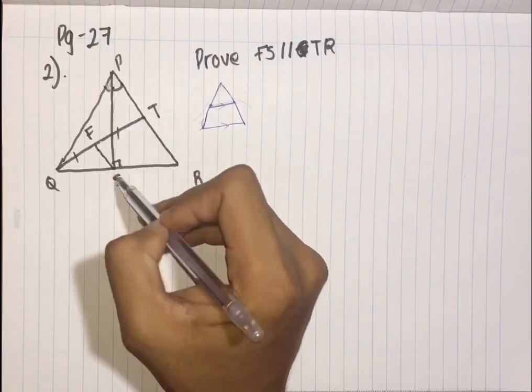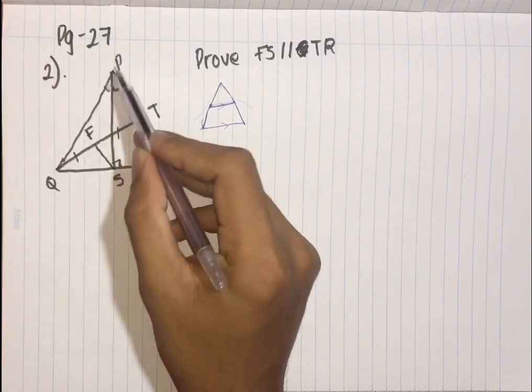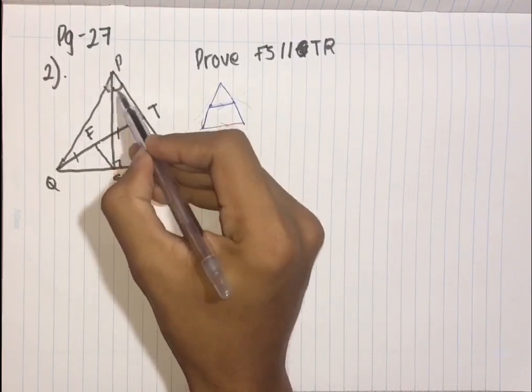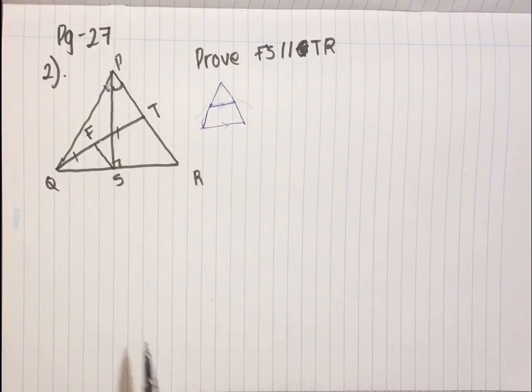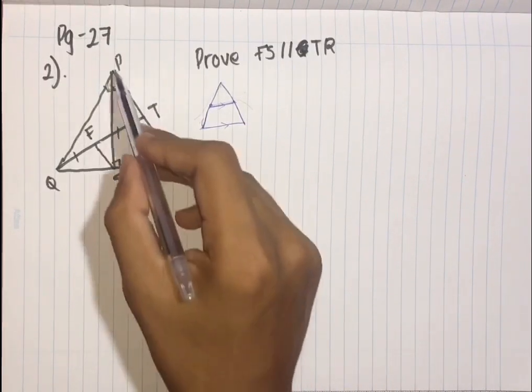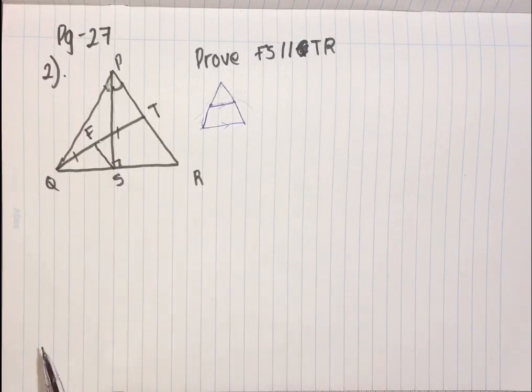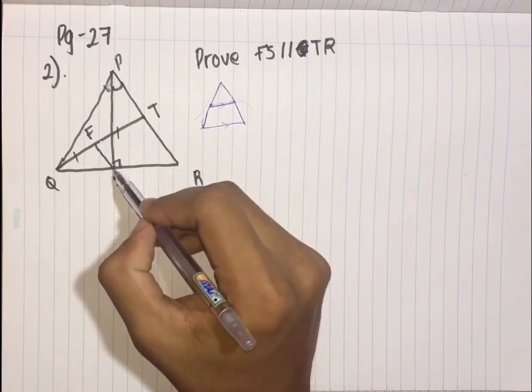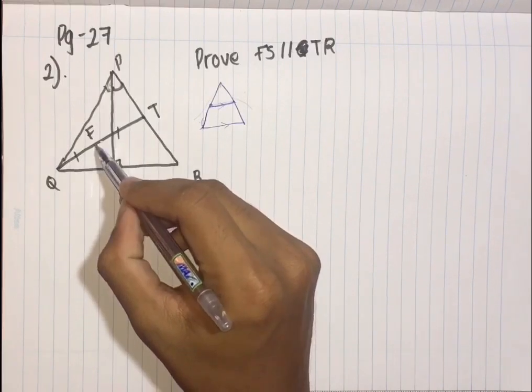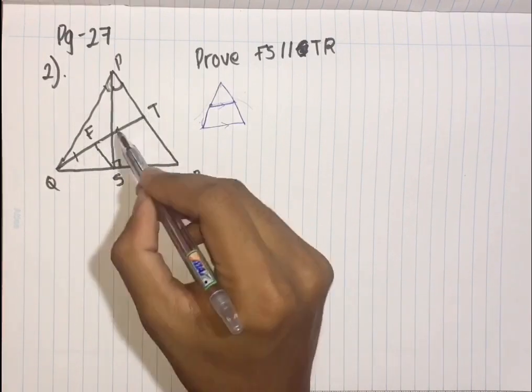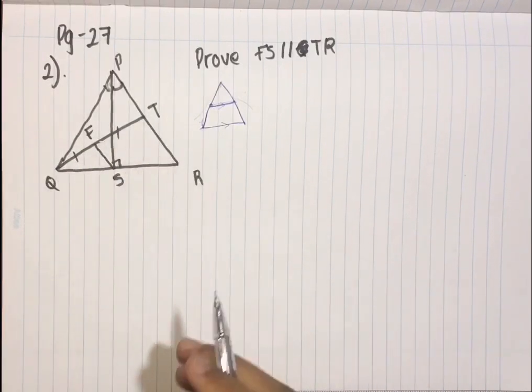The line PS is the angle bisector of angle QPR. Therefore, this angle and this angle are both equal. And also the other data given is that PS is perpendicular to QR, therefore I have marked perpendicular. Also, they have said F is the midpoint of QT. Therefore, I have marked these two lengths as equal.